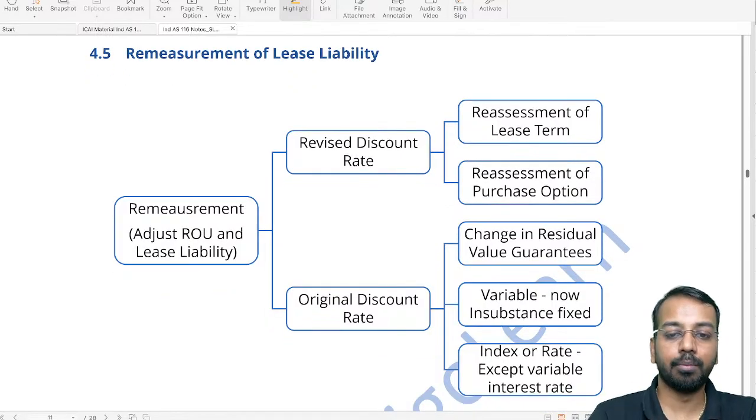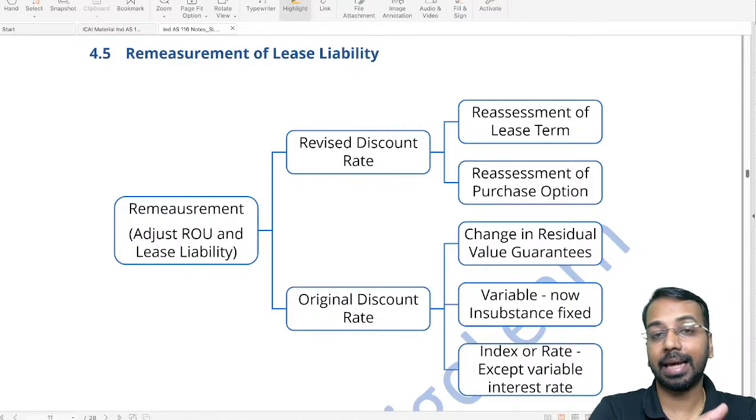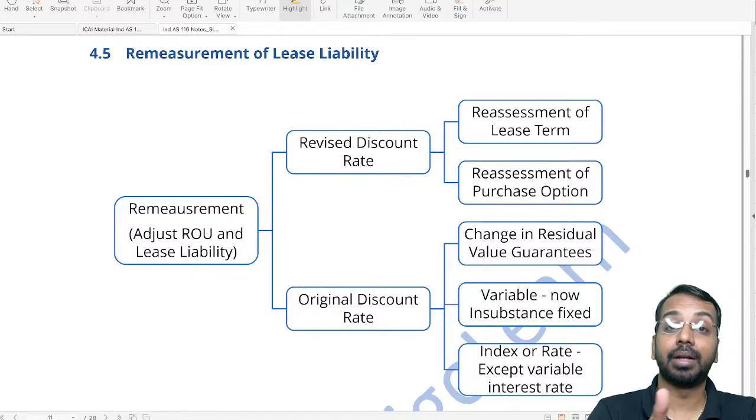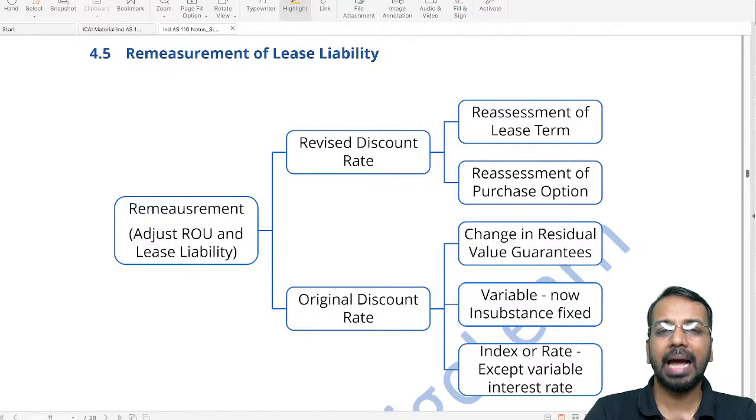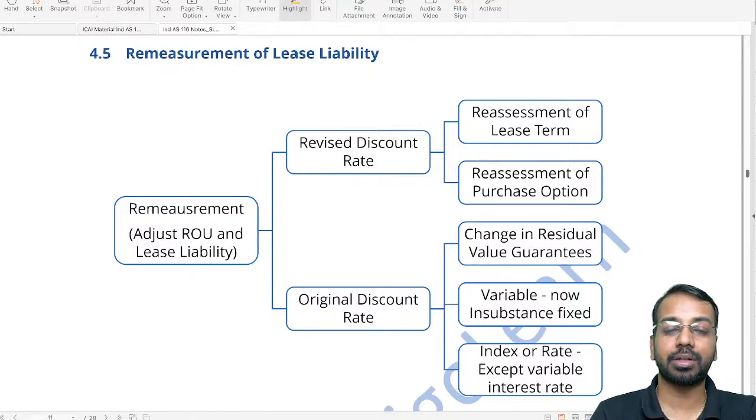So far we have covered broadly how to calculate the lease liability, the residual value guarantee, then how do we calculate lease payment, the ROU asset, all of that we have covered, and these are the simpler types of questions which are asked in the examination.